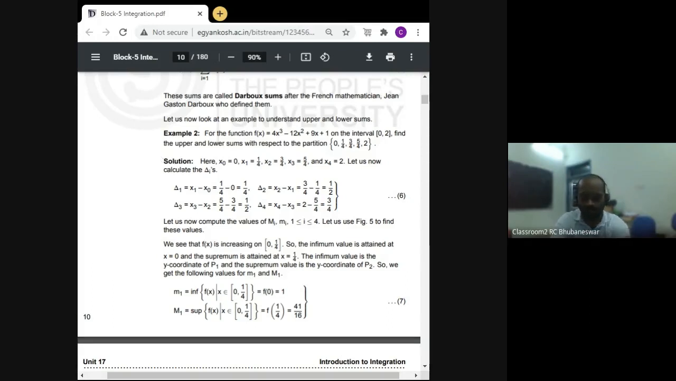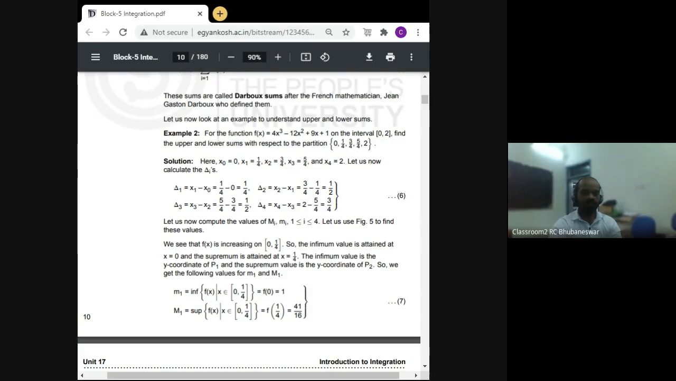Your partition is also given. So here 0, 1/4, 3/4, 5/4, and 2. These are the partition set, or an ordered set in the form of a partition. It is already given. So now, in the solution, we first represent the values x0, x1, x2, x3, x4 in the form of the partition of the set.